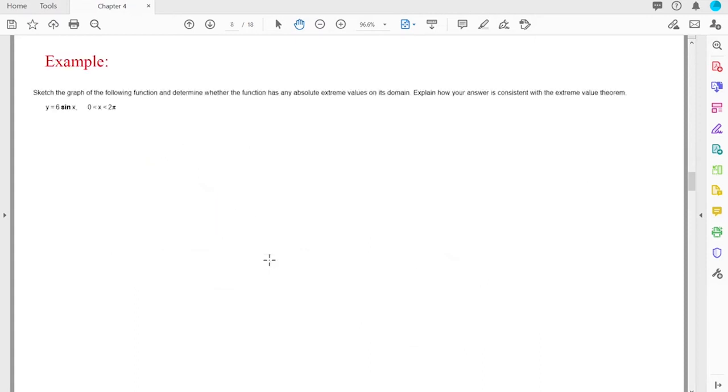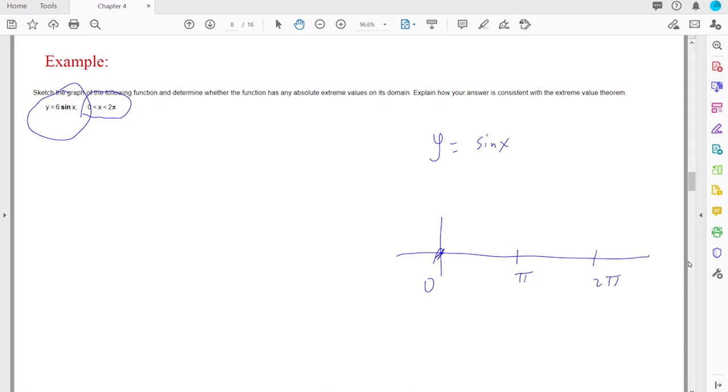Let's look at one example. Sketch the graph of the following function. The function given is y equals 6 times sine x, and the domain given is an open interval. So first of all, to analyze this problem, we should know the graph of the sine function. If you start from 0 and go up to 2 pi, the graph of sine x looks like this.